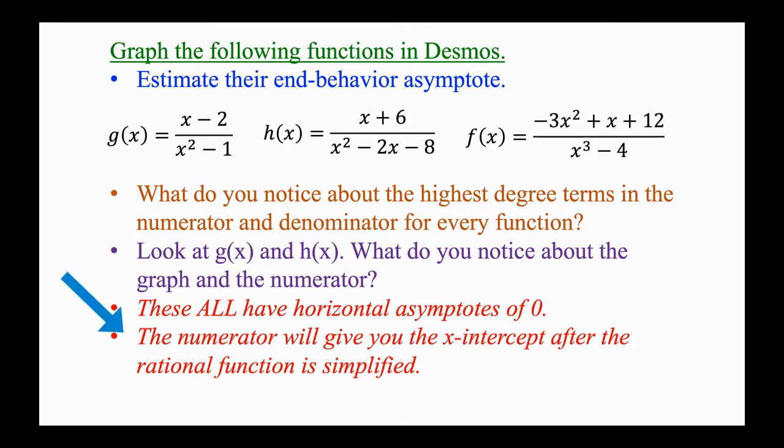Okay? The numerator also will give you the x-intercept after the function is simplified. Okay, so what does it mean to simplify? Well, if you factor the denominator, if something simplifies with the numerator, what's left over will give you the x-intercept. So that's very handy. So what does this mean in general?